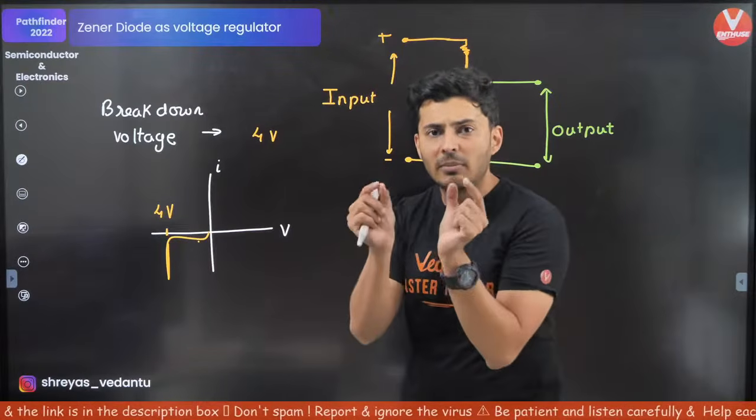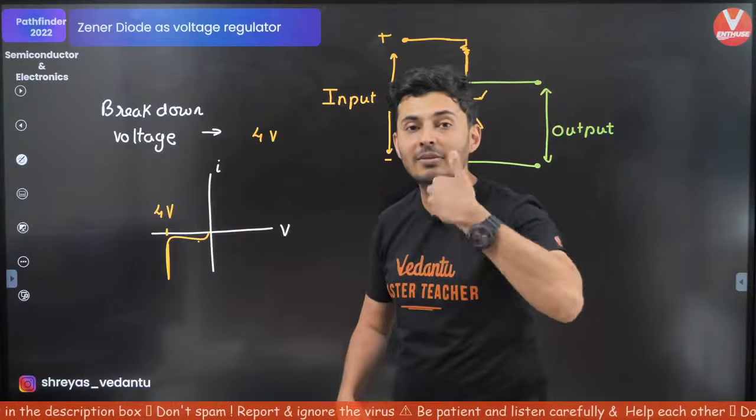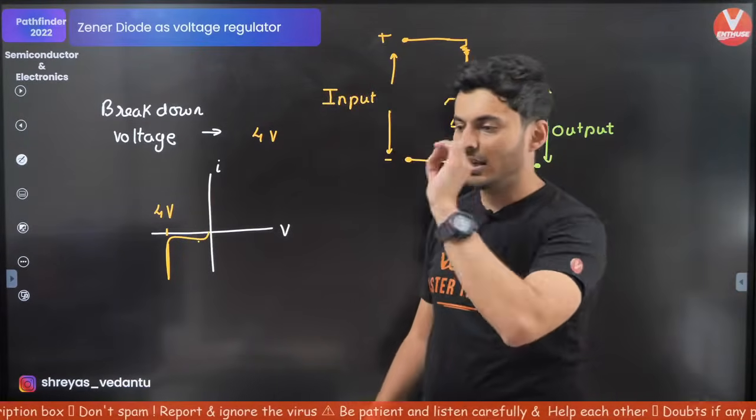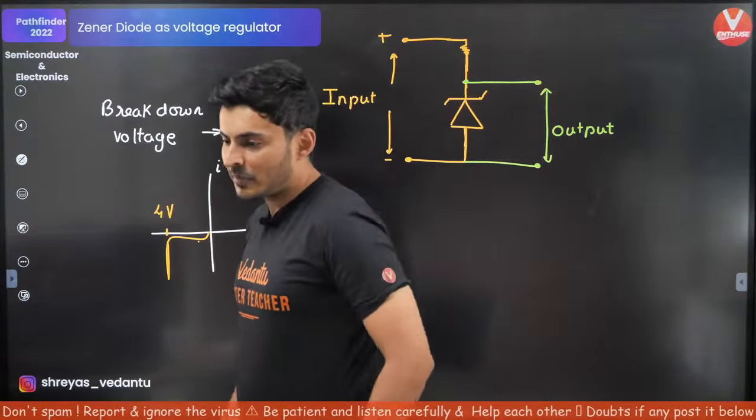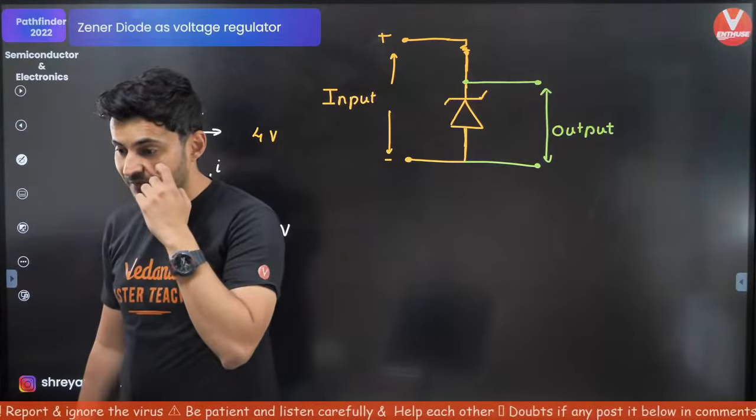So every Zener diode, depending on how it has been made, will have different amounts of breakdown voltage. Everybody clear till this point? Yep, it will help in computer applications.